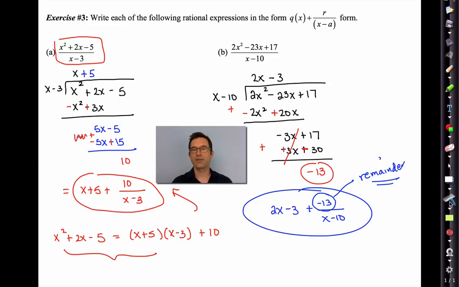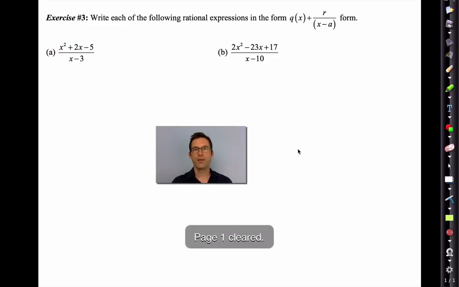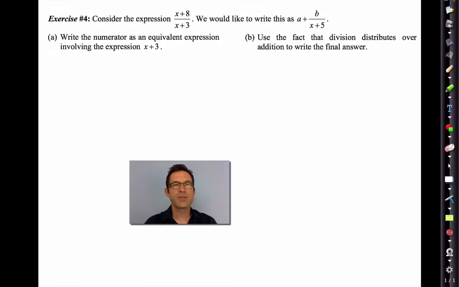Okay, I'm going to clear out the text. Exercise 4. Now, so far we've been doing polynomial long division in order to write things in quotient remainder form. Some of the problems you can do by just taking advantage of some structure and some cool manipulation. Sometimes that's easier than polynomial long division. You can still do polynomial long division on these, but sometimes it's easier to do it in a different way.